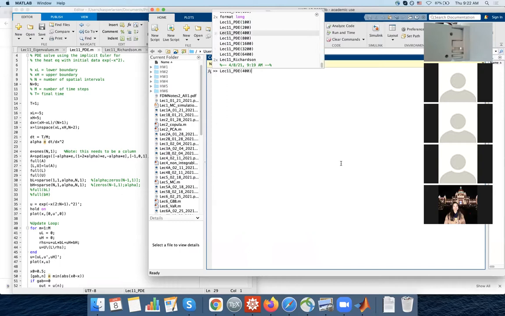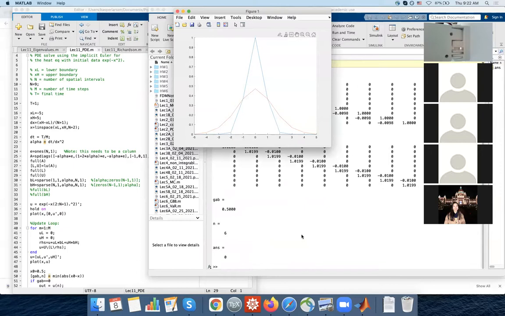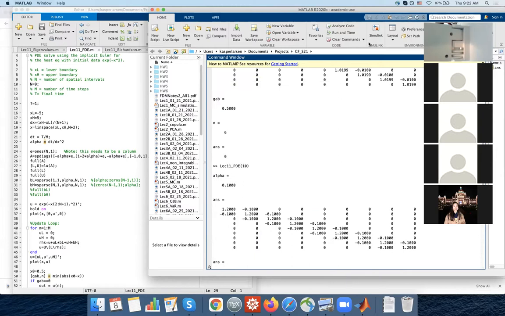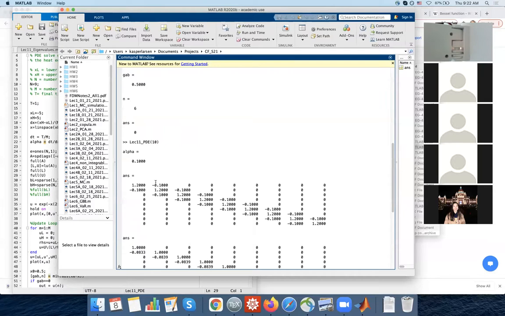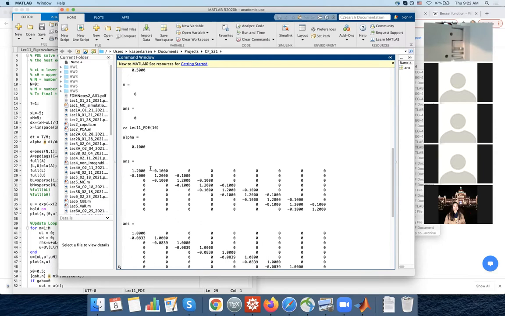This was way too much. I don't want so many. Okay, here we go. This is my matrix, and you can see it has this triangular structure. This is the matrix, the I minus alpha C, and it has this tri-diagonal structure. So outside you have all these zeros. And what the sparse operator does is it basically just gets rid of all these zeros, so you don't have to carry them around when you do calculations.